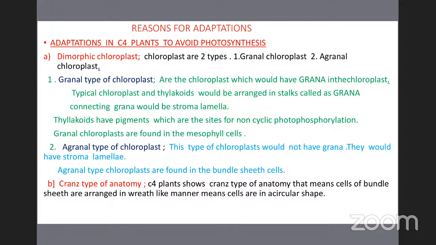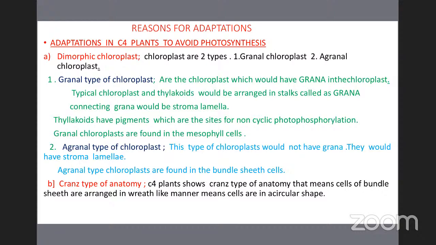So in bundle sheath cells, cells are arranged in a wreath-like manner. That means cells are arranged in a circular shape. And in these bundle sheath cells, we are getting agranule type of chloroplasts. That means a C3 cycle will be performed in bundle sheath cells.